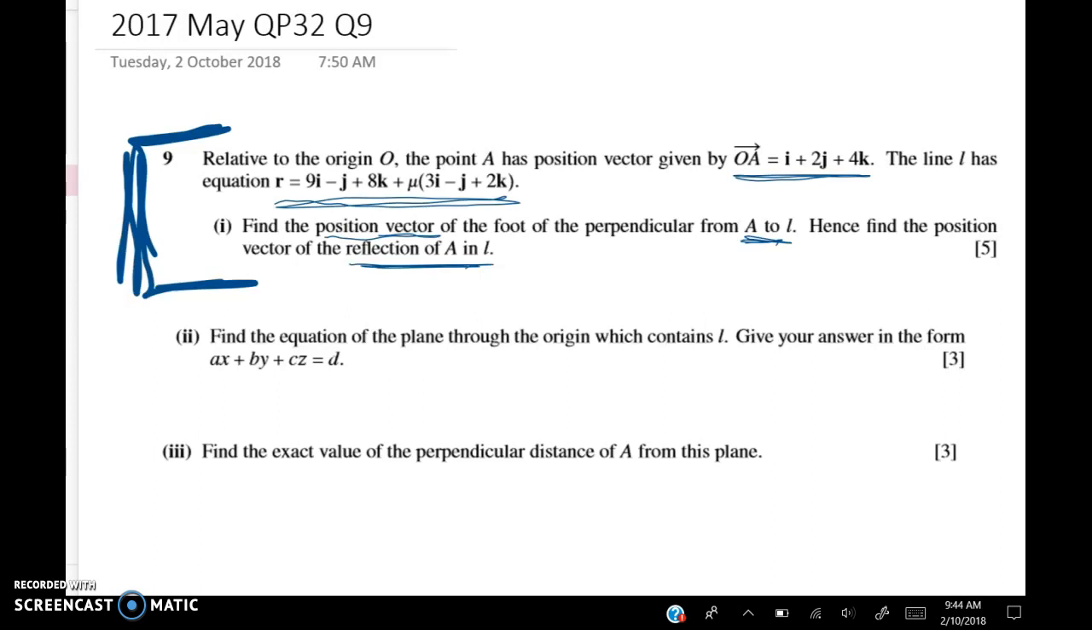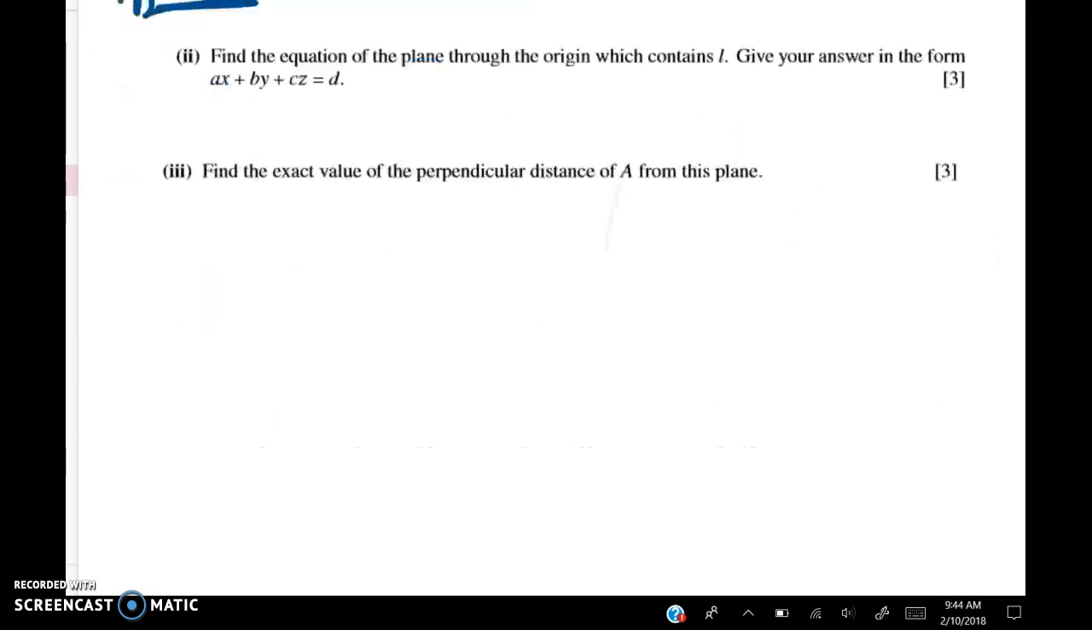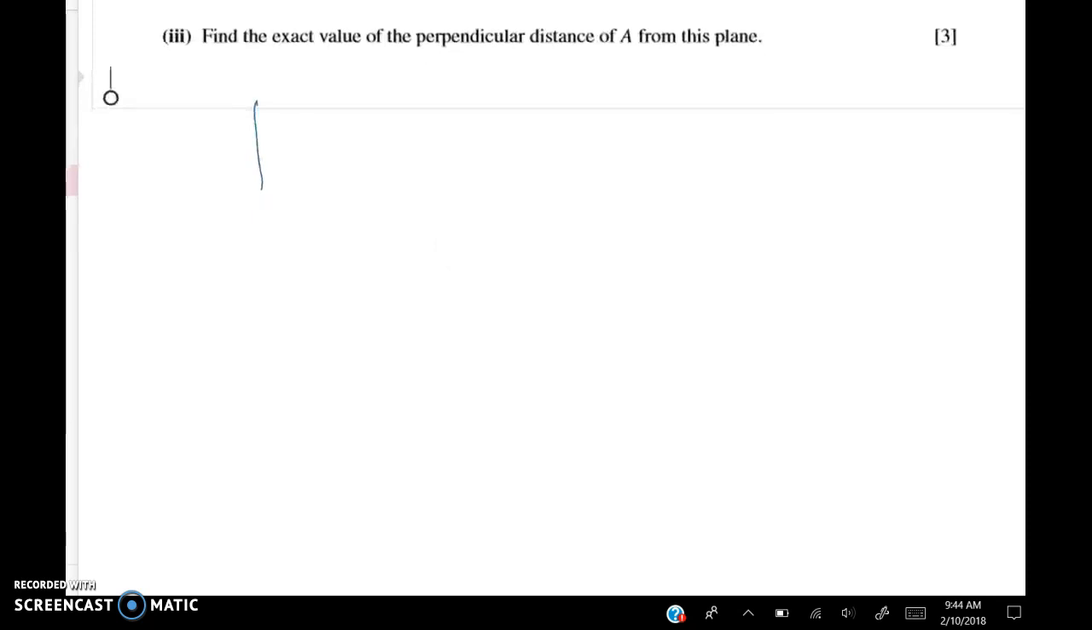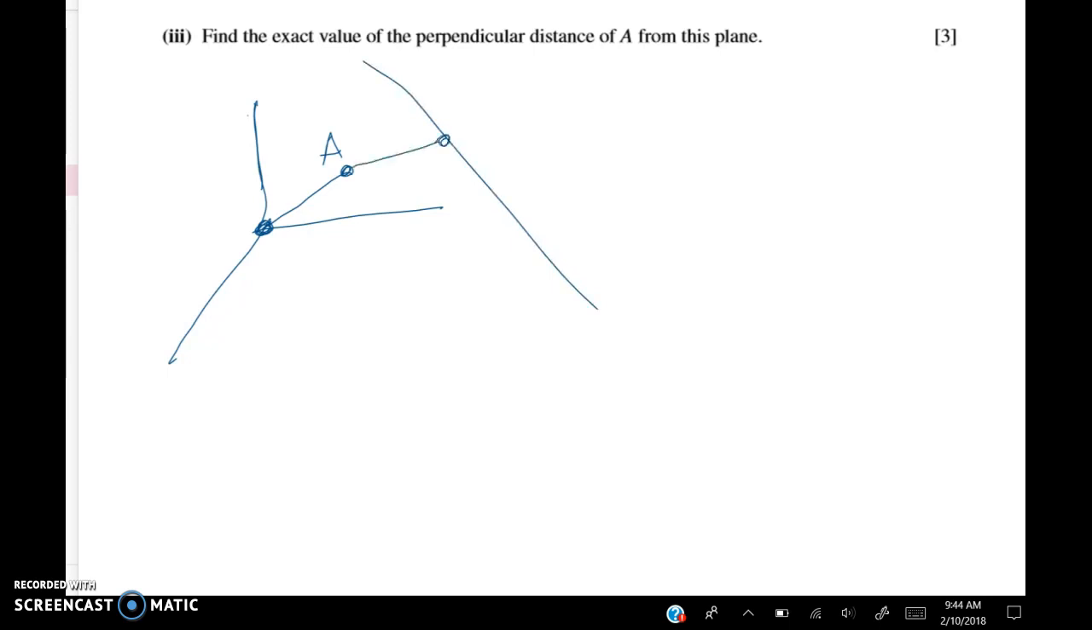So we're going to start by doing that diagram and giving labels to some of the points we need to find. Right, so apologies for the shockingly bad diagram, but here we go. This is the origin, and let's put point A here. So that's position vector A, and we've got a line somewhere out here. So we need to find, first of all, the perpendicular from A to that line, and we're going to call that point X. Then we need to take point X and reflect it somewhere out to here, and I'm going to call that point Y.